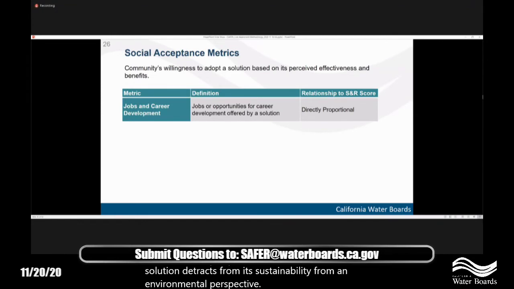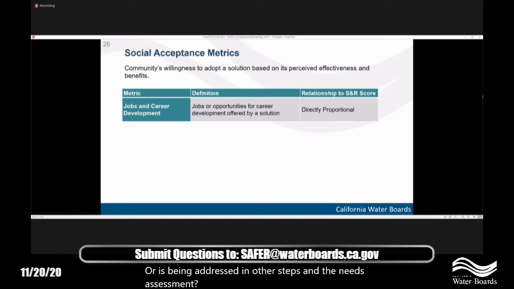Finally, the fourth and last category is that of social acceptance. This category refers to metrics that evaluate a community's willingness to adopt a solution based on its perceived effectiveness and benefits. Social acceptance metrics are difficult to gauge due to their subjectivity and highly local context. Within the literature, we managed to find numerous social acceptance metrics. However, most were deemed as irrelevant, or as being addressed in other steps in the needs assessment.